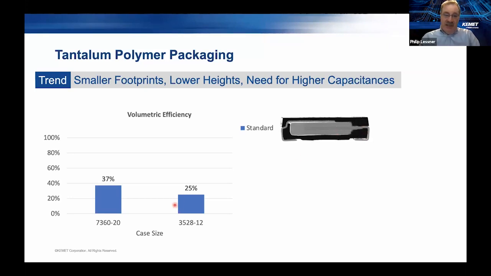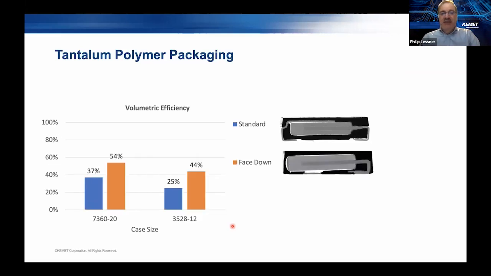So you can see here from this graph that the volumetric efficiency, or the ratio of active volume to total volume, is only 37% for some of our larger 7.3 by 6.0 surface mount capacitors, and only a quarter of the volume is actually used for the 3528 or 1210 type of tantalum surface mount package. So over the last several years, KEMET and the industry have worked at improving that.